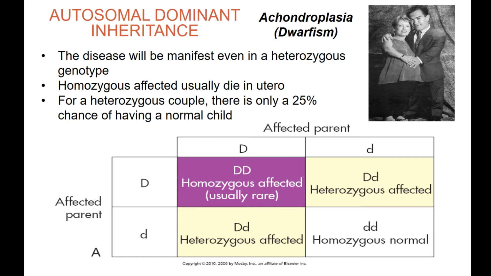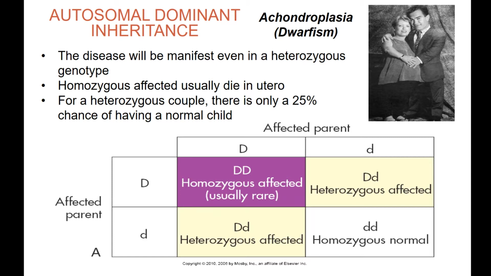And by doing the Punnett square, we can predict the recurrence risk or the transmission to the offspring. So if this couple with achondroplasia, they can have what? They can have a normal child. This last square with the two lowercase letters, the dd, is a normal kid. So they have a 1 in 4 chance to get a normal kid.